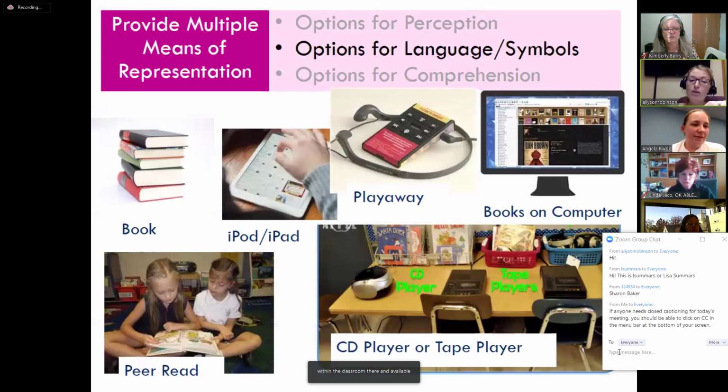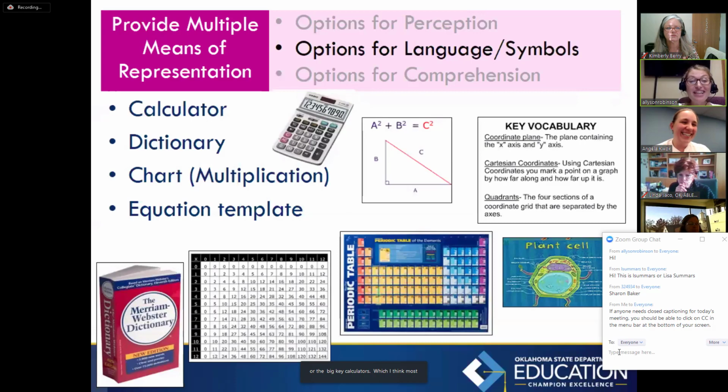We do have some pretty cool calculators too. Like the talking calculators or the big key calculators, which I think most people like because they're really fun to hit the buttons. It's like humongous.